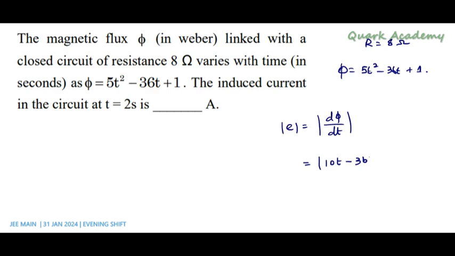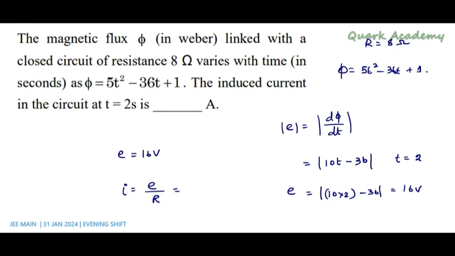Also, we need to find the induced current at t equal to 2 seconds. So substitute t equal to 2, then we get the induced EMF as 10 into 2 minus 36. 20 minus 36, 16 volt. So the induced EMF is 16 volt and the resistance is given, we need the induced current. Using Ohm's law, we can write the current as EMF by resistance. So 16 by 8, which is 2 ampere. This is 2.